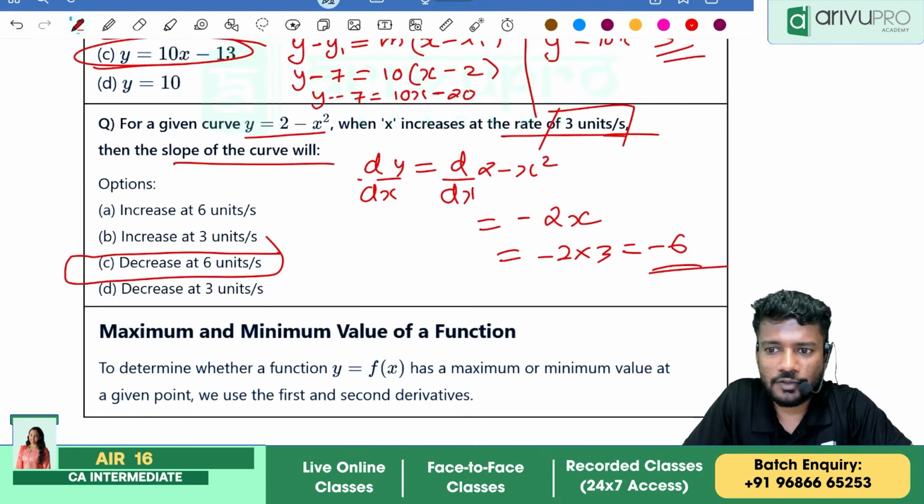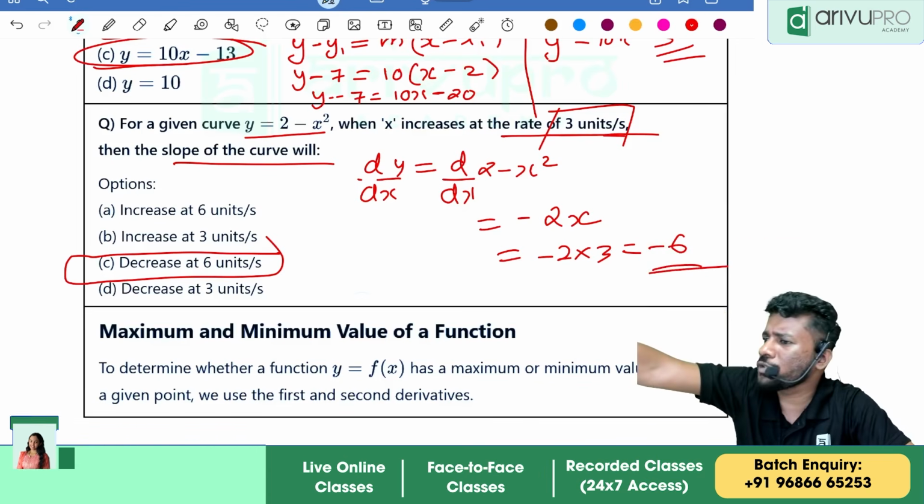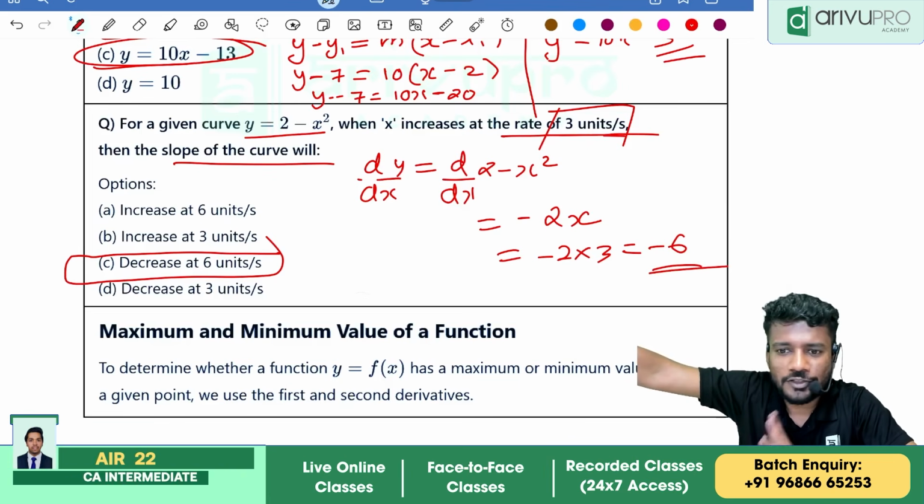Clear. So whenever they are asking about tangent or slope of tangent, whenever they say find the slope of the curve also, what will you do? Take the derivative. That is your answer.